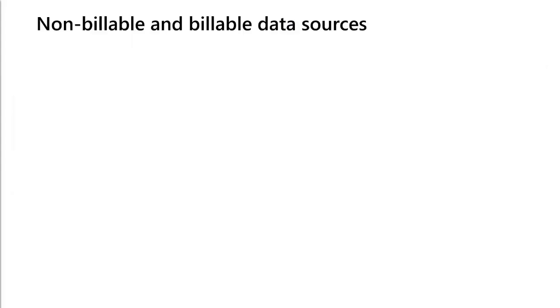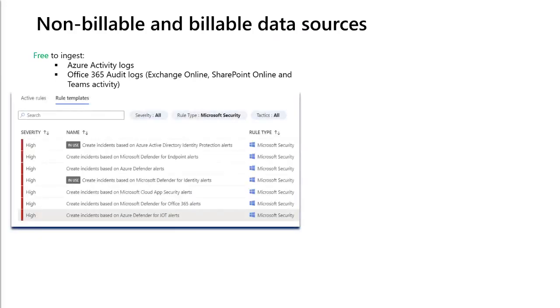So let us now look at the non-billable and billable data sources. First off, you already saw that Azure activity logs and Office 365 audit logs are not billable. Additionally, the alerts that are associated with the Microsoft first-party solutions, so things like Azure Active Directory Identity Protection, Azure Defender alerts. So all these alerts that usually create incidents based on the Microsoft security rules that you find in the analytics blade of your Azure Sentinel instance are not billable.